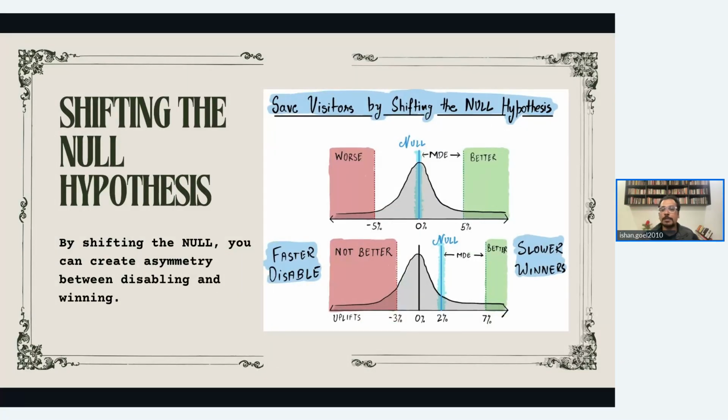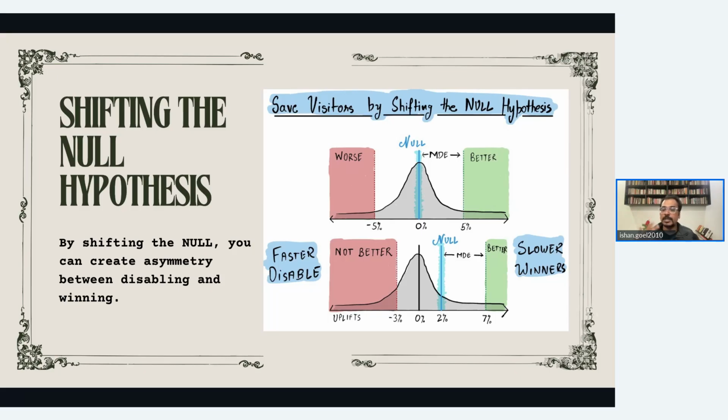So essentially what happens is MDE will always be symmetric, given a sample size that you are running the test for. But what you can do is you can shift the null hypothesis itself. I'll explain a bit about what the null hypothesis is. When you are calculating statistical significance, you first define the null hypothesis that control and variation are the same and improvement is equal to 0.